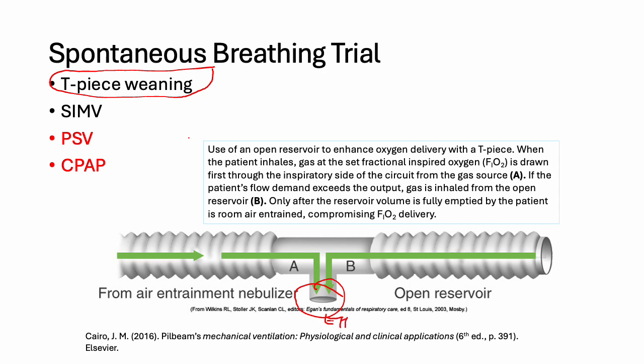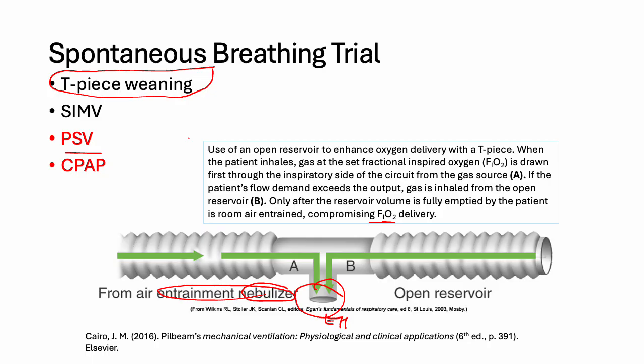Okay, the ETT. And then the patient literally then breathes through this. Okay, the air entrainment nebulizer works like a Venturi mask and delivers the FiO2. Then this open reservoir ensures that when the patient takes in a breath, it ensures the FiO2 delivery. Okay, so in other words, you are getting the patient to breathe at atmospheric pressure. So that's T-piece weaning. Okay, again, not commonly used.